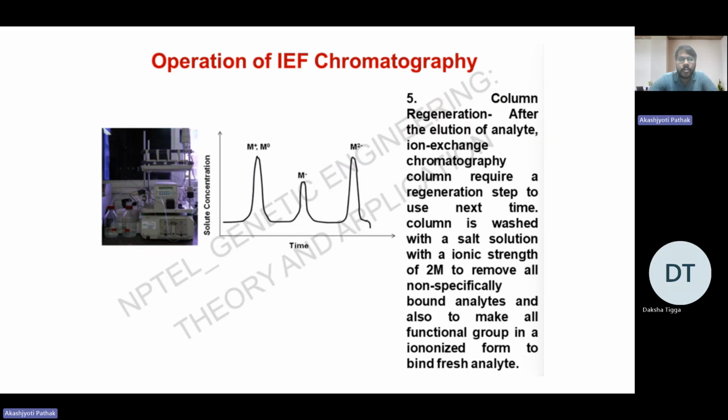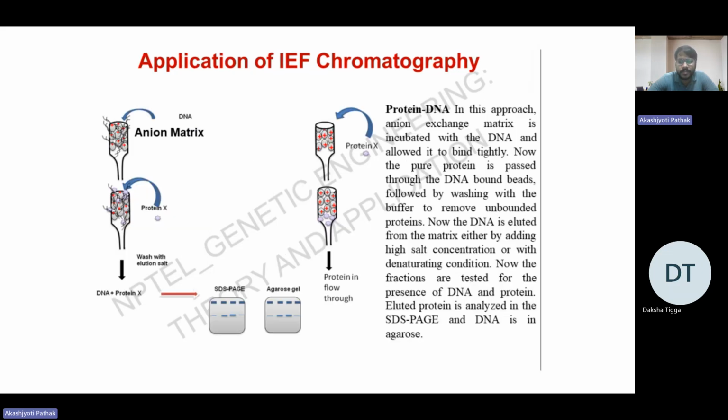Now column regeneration. In column regeneration, we apply a very high concentration of salt, so we set it to 100% B. For example, your B has a salt concentration of 2 molar NaCl, and at such a high concentration, all the species which are bound to your column and have not eluted, all the non-specifically bound protein, will get eluted.